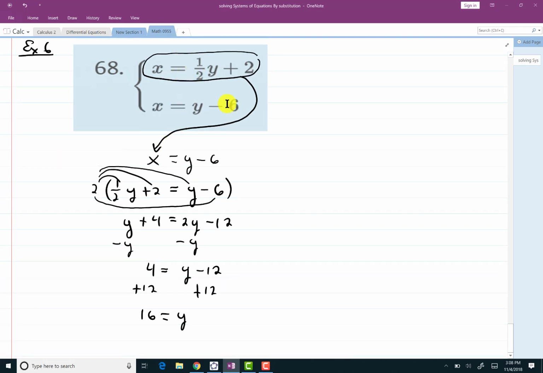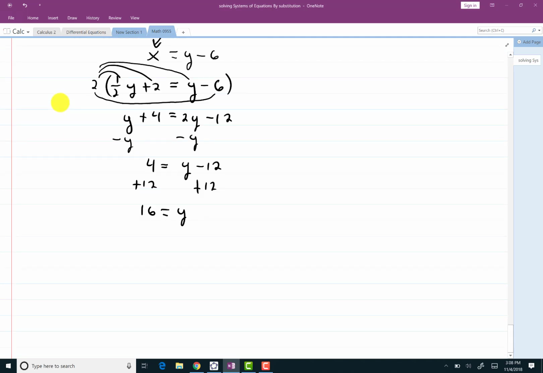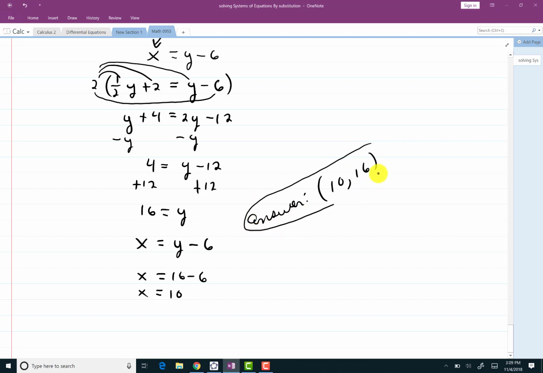Now when you plug it back in, you can really plug it into either one of these equations. I think the second equation is the easiest one, so I'm going to use x equals y minus 6 to get my answer for x, and just replace y with 16. Now this is another one that would have worked out well with graphing. However, since our graphs are usually small, 10 and 16 may have been outside of the range of your graph, especially if you're working small. So this shows you that it'll take care of big answers as well.